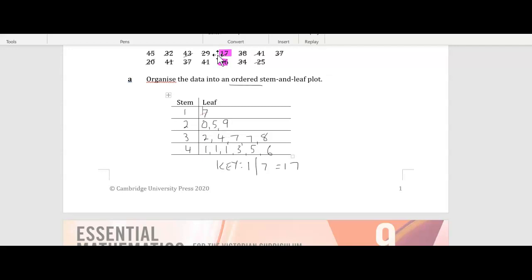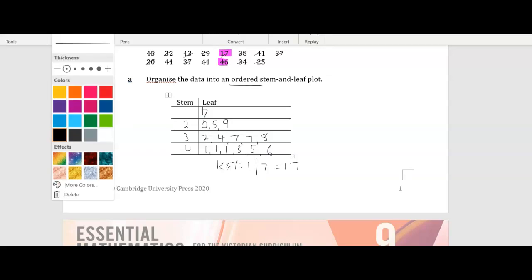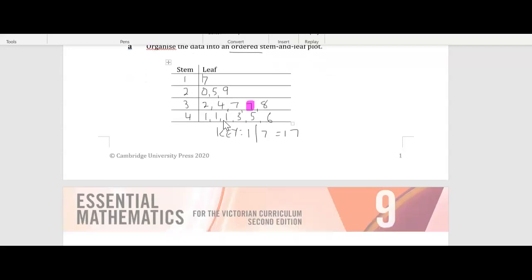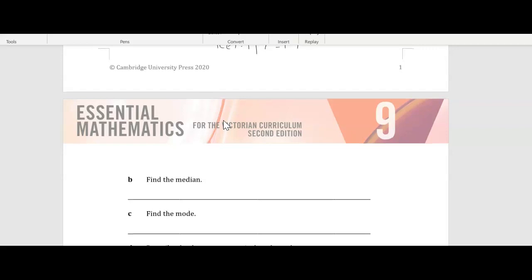Oh, trying to get rid of that line. There we go. Okay. So 1, 2, 3, 4, 5, 6, 7, 8. And you can always check, just count how many numbers you have either side of the median, and it should be the same. So 1, 2, 3, 4, 5, 6, 7. 1, 2, 3, 4, 5, 6, 7. So your median is 37.